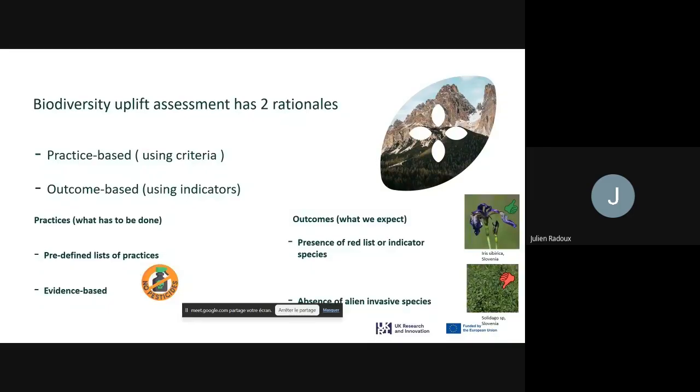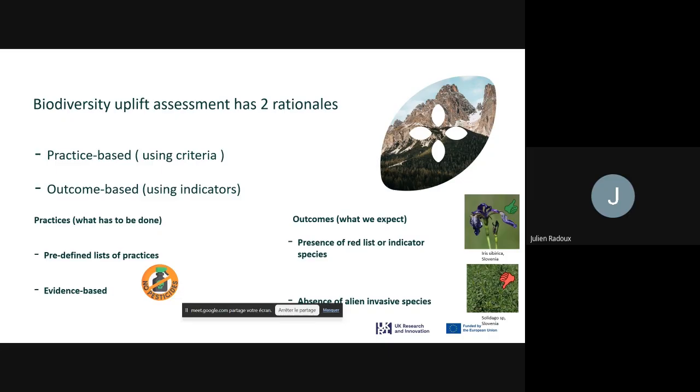As I already mentioned, and it's very important to keep that in mind, for biodiversity uplift assessment there are two rationales. The first one is practice-based, where we use criteria to verify that people are doing the right thing at the right place. The second one is outcome-based, where we can use indicators, indicator species, that show that what is being done yields the expected outcomes, and that biodiversity is indeed increasing.